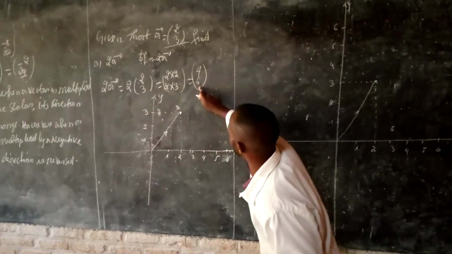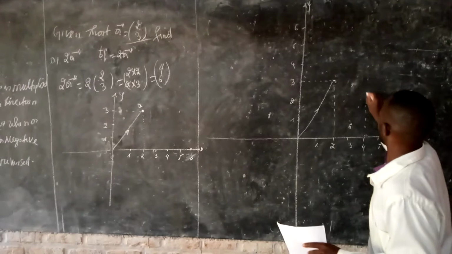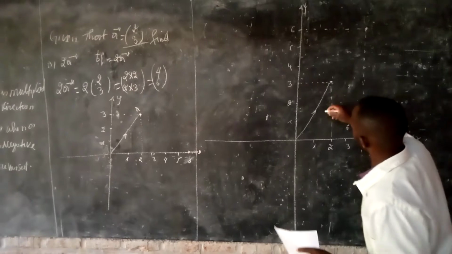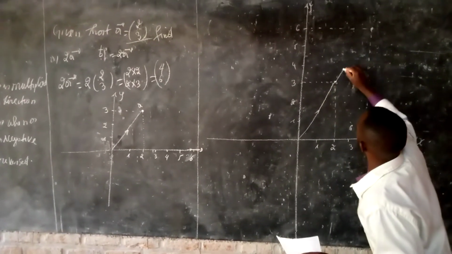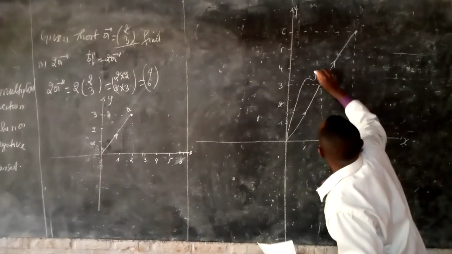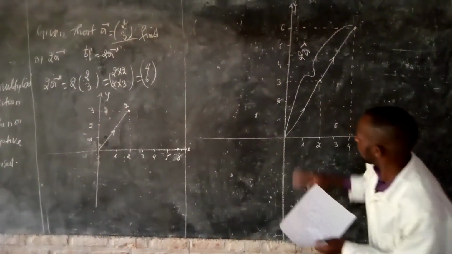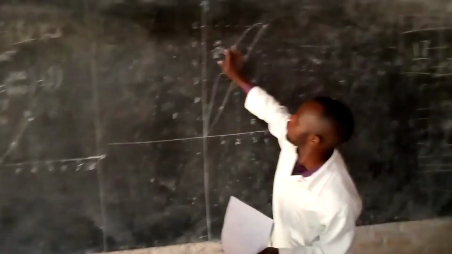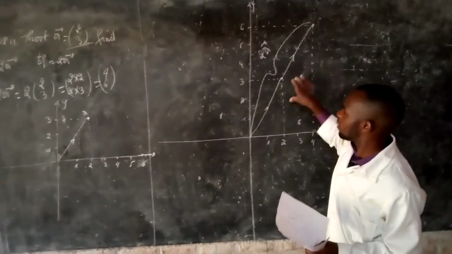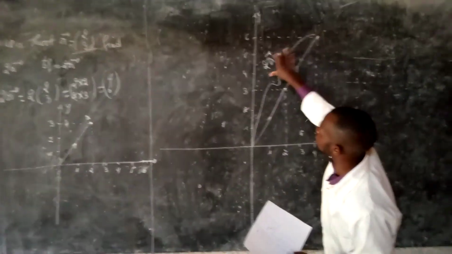So now we get 4 and 6, 4 on the x-axis, and here we have a vector from the origin. This one, from here up to here, is 2 vector A. You see here, if a vector is multiplied by a positive scalar, the vector does not change direction.